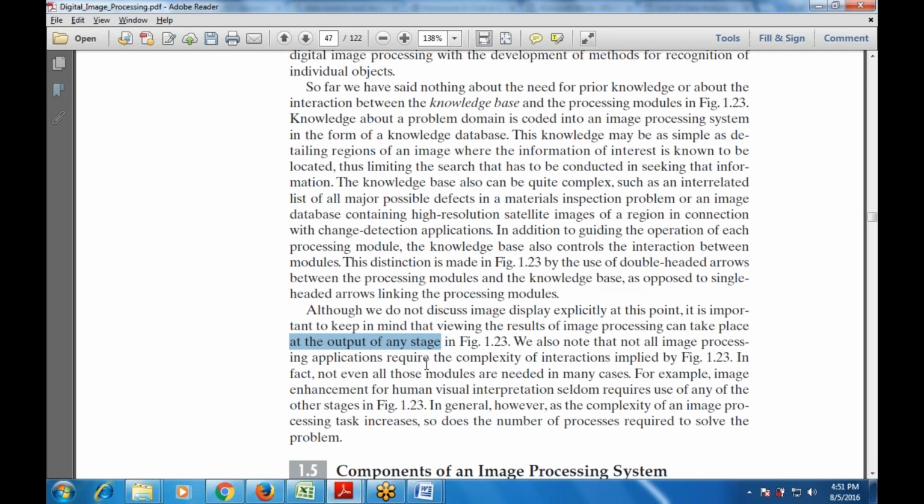So if there is more complexity in an image, the task increases, and then the number of processes required to solve the problem also increases.